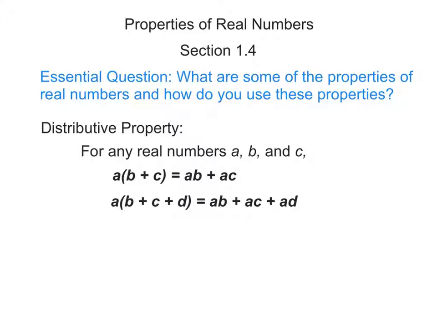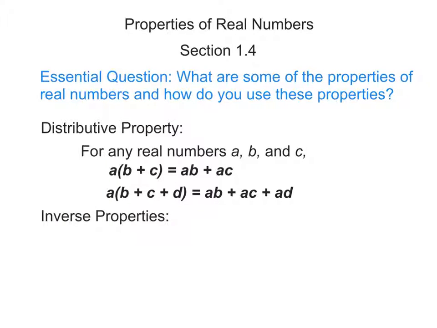Now this is not restricted to just two numbers. You can extend it to more than two numbers. For example, I could have a(b + c + d) equal to ab + ac + ad. So it's not just restricted to two numbers inside the parentheses. You could have more. So long as you have a number outside the parentheses, you can distribute that to each one inside the parentheses, provided everything inside the parentheses is added together.